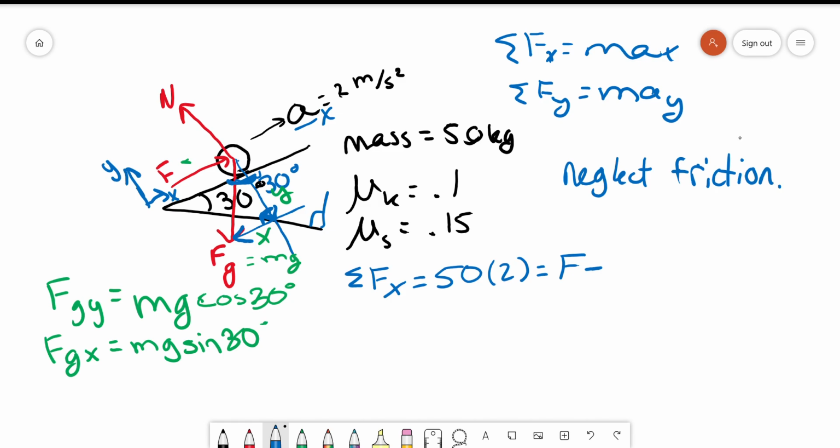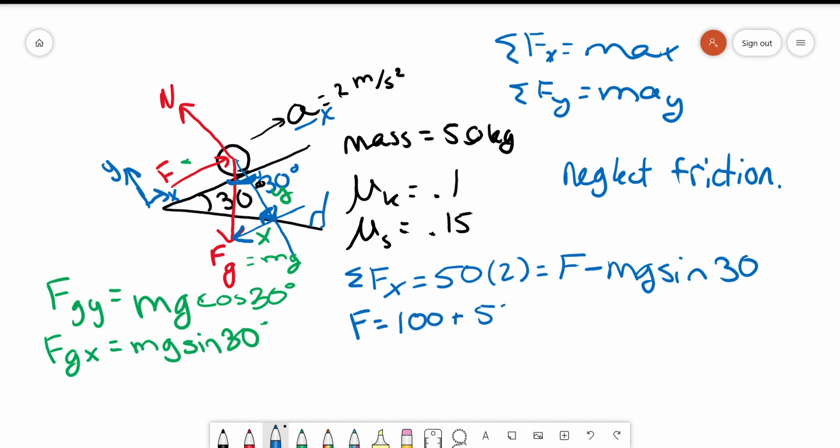minus the x component of the force of gravity, because we know that way is going down the hill. And I figured out those directions based on the tip to tail method, if you remember back to how to add forces together. So it's going down and it's going to the left, and that's why the x and y components are oriented as such. And we found with our trig that the x component of the force of gravity is mg sine of 30.